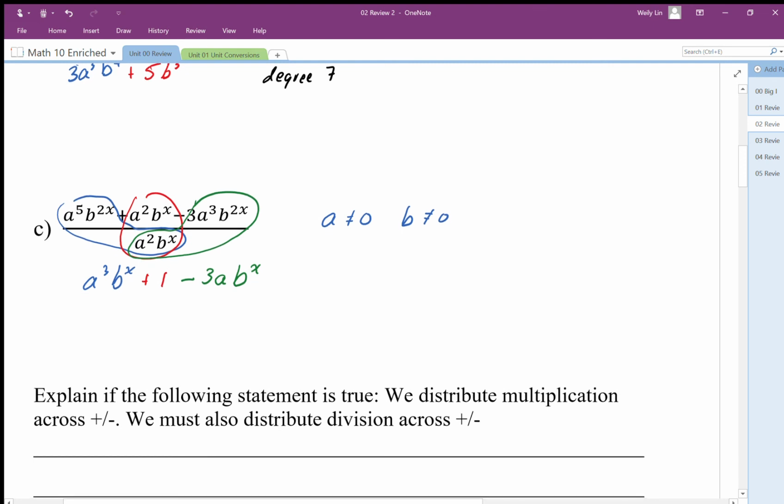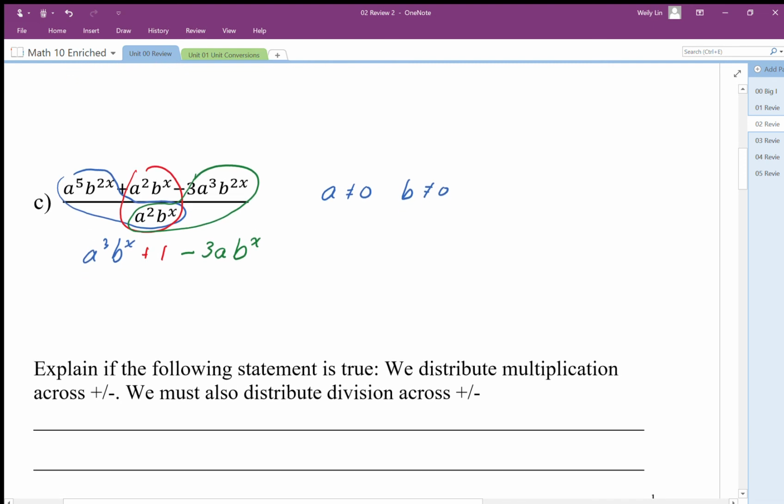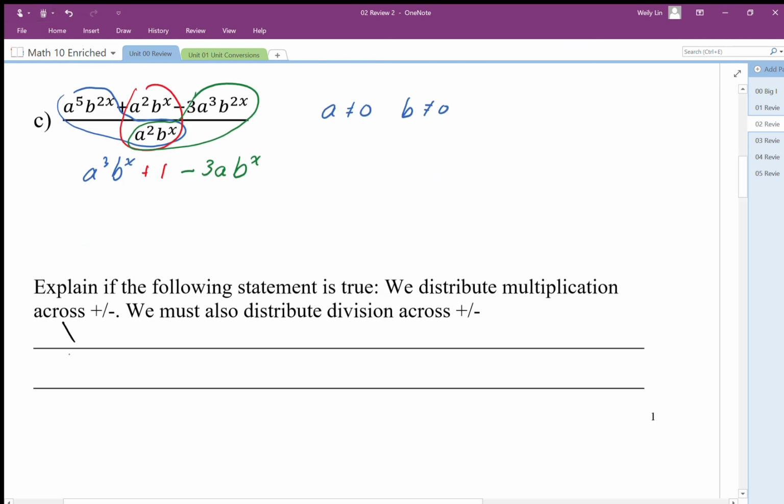Okay, so is this statement true? We distribute multiplication across plus and minus. We must also distribute division across plus and minus? And the answer to that is absolutely yes. We are definitely going to distribute. So that's going to be yes with a couple exclamation marks. Any rule for multiplication, division follows those same rules.